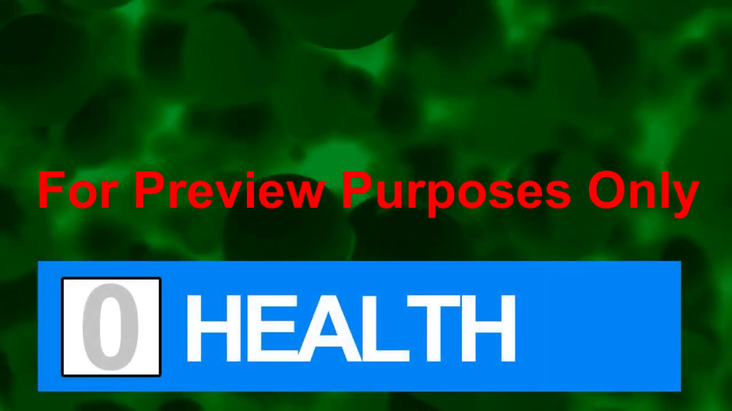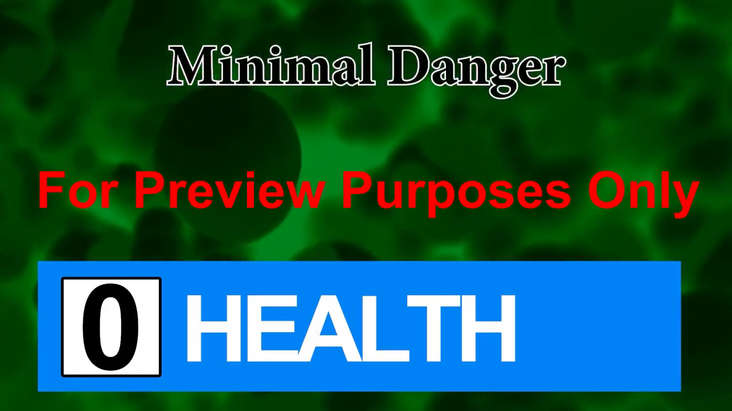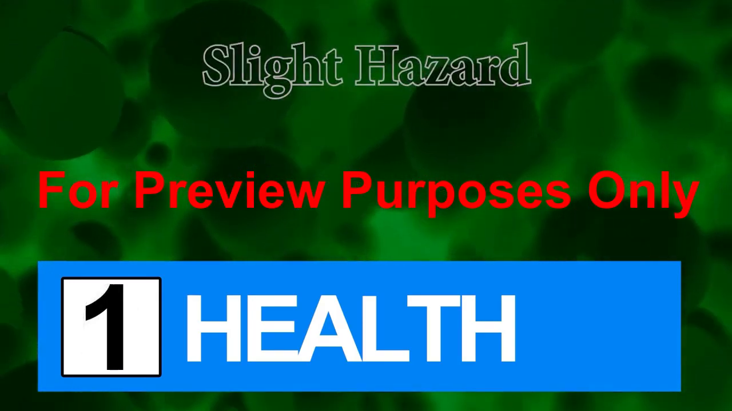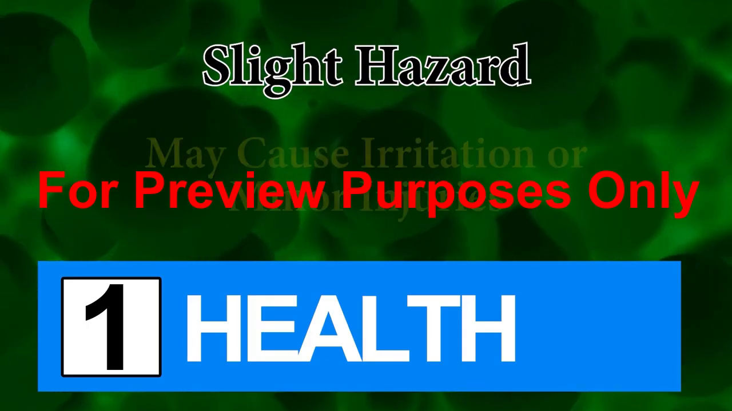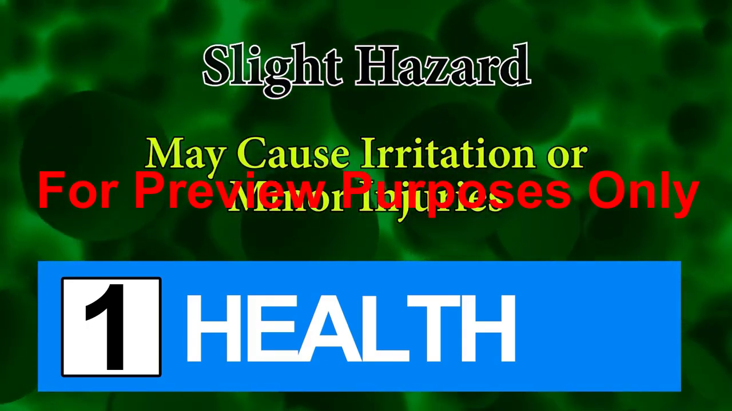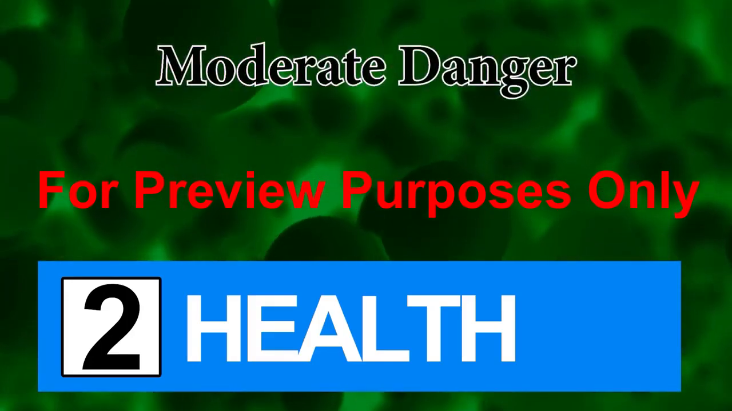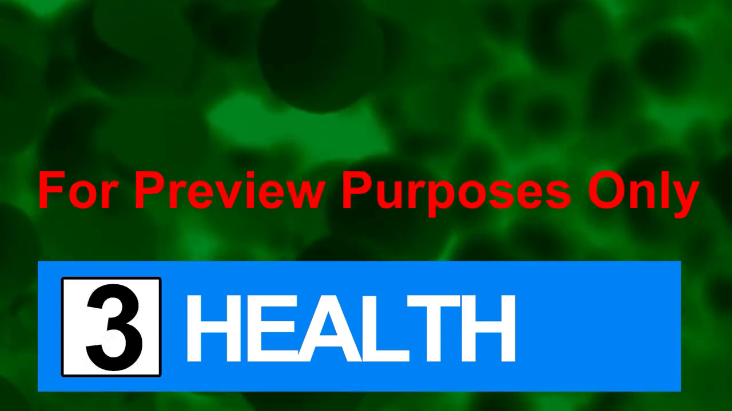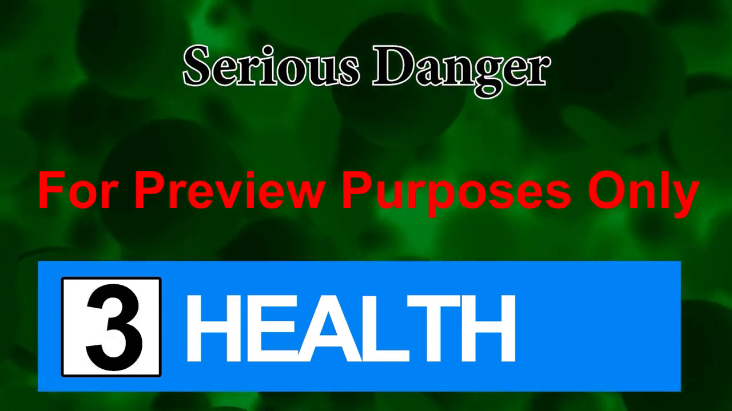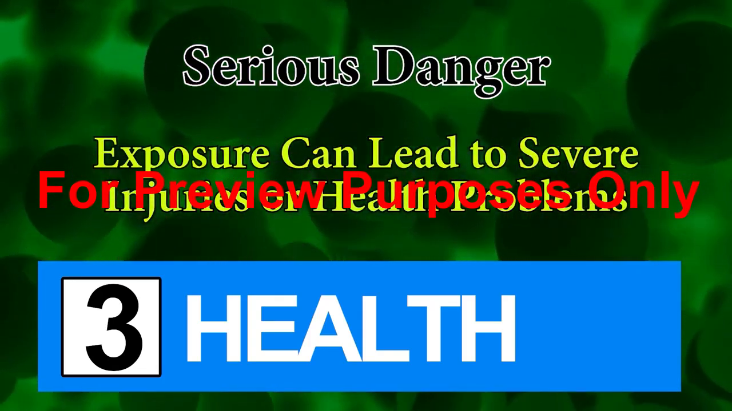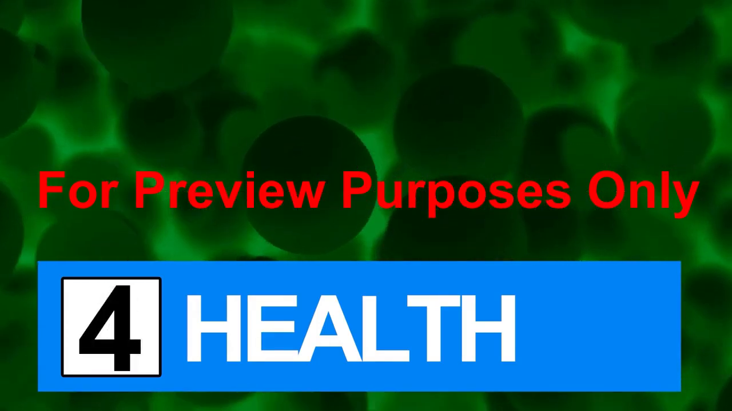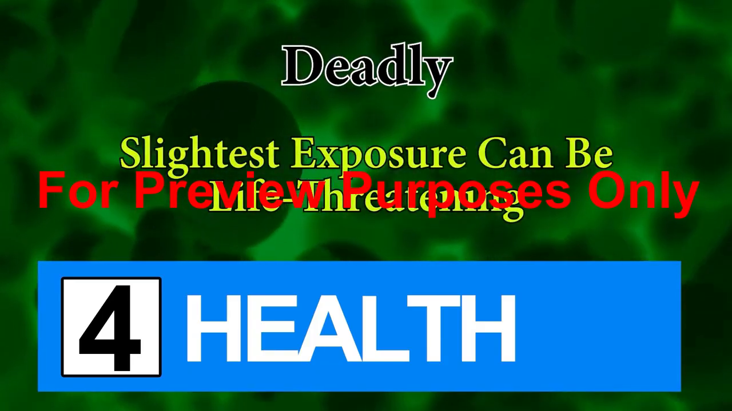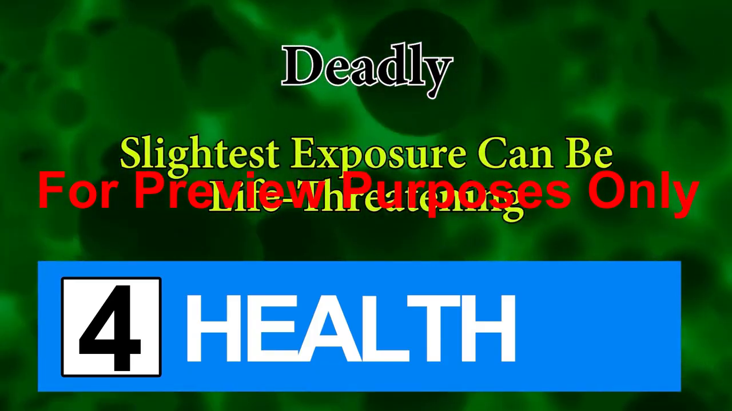In the health category, 0 indicates minimal danger. Exposure to this substance poses no significant risk to your health. 1 indicates a slight hazard. Being exposed to this type of substance might cause irritation or minor injuries. 2 indicates moderate danger, meaning the substance can be hazardous to your health. You know a substance poses a serious danger when it is labeled with a 3. Being exposed to it could lead to severe injuries or health problems. And Category 4 indicates that a material is deadly, meaning even the slightest exposure to the substance can be life-threatening.